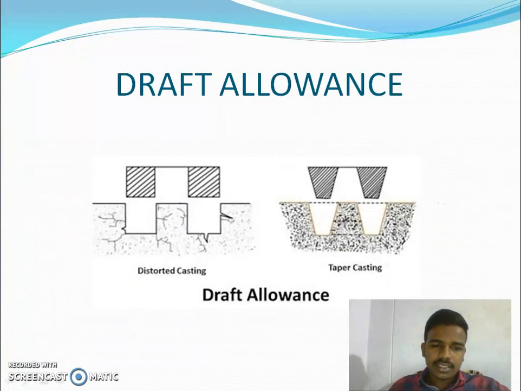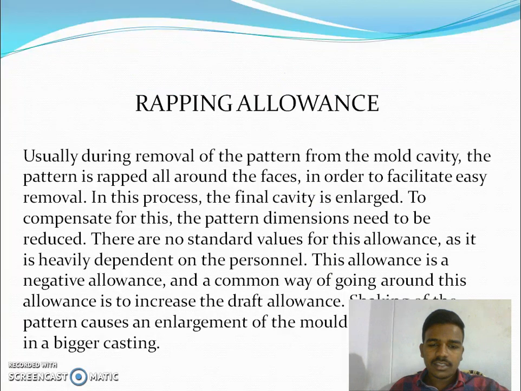So here we can see, for this mold they didn't give any taper angle, meaning they didn't give any draft allowance, so the mold got destroyed. For this pattern they gave some taper angle, so the pattern can be removed easily without any disturbance to the mold cavity.